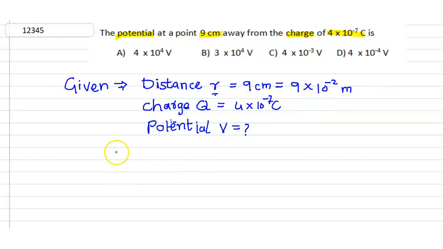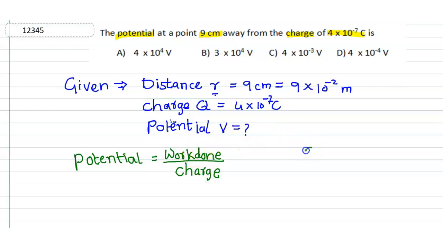Now we see the formula for the potential. The potential is equal to work done upon charge. This is the basic formula for the potential. Now we understand the meaning of work done per unit charge. So consider this is the charge of having magnitude capital Q, and the field is around it.